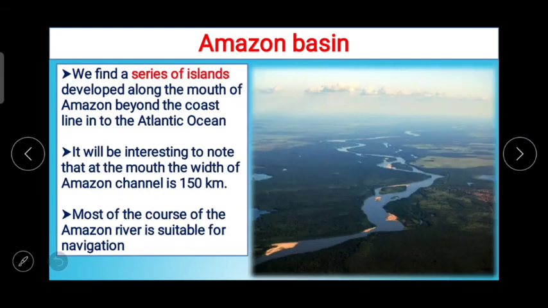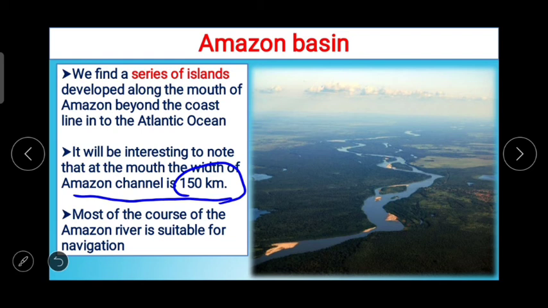Instead, we find a series of islands developed along the mouth of Amazon beyond the coastline into the Atlantic Ocean. It will be interesting to note that at the mouth, the width of Amazon channel is 150 kilometers. Now here it is given in our textbook that take into consideration a place which is 150 kilometers away from your home, so that you will get an idea of the width.